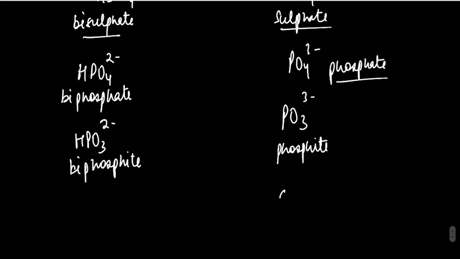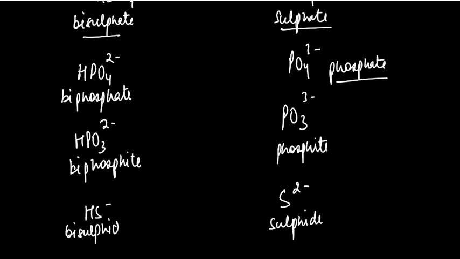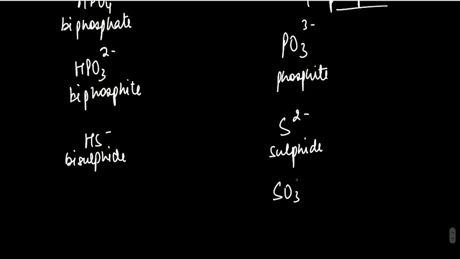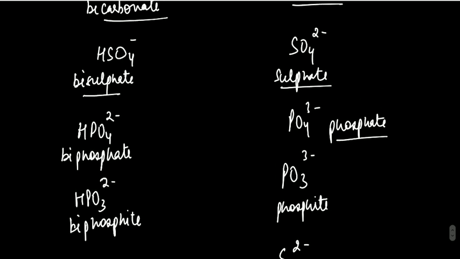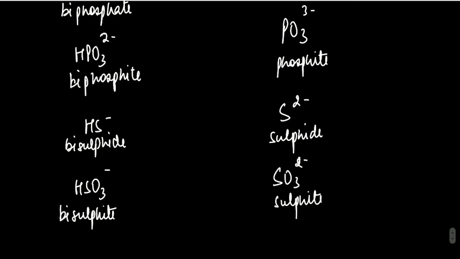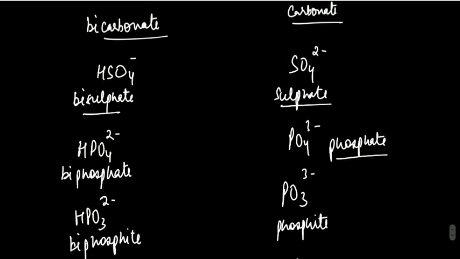Then we can write sulfide, S2 minus. We know about that. Bisulfide, HS minus. You can write sulfite also, SO3 2 minus, and HSO3 minus, bisulfite. So we can remember these bi- ions like this from their original radical by adding hydrogen and reducing the number. So it's quite easy to remember.